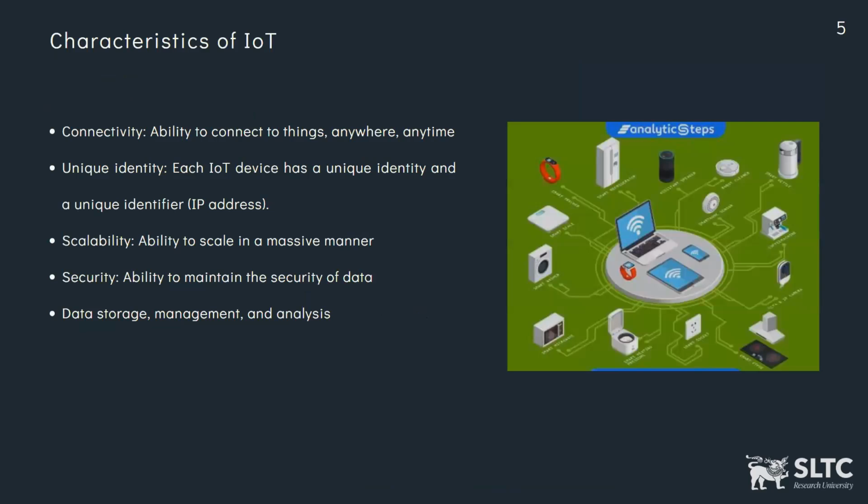So I said before, the characteristics of IoT will be that the IoT system will have connectivity. The devices will have a unique identity. So there will be a unique ID that we allocate for each device. There will be a unique IP address, for example. And then we have the ability to scale the IoT network and connect massive amounts of data. And also we need to consider the security of IoT, and we need to consider the data storage, management and analysis of the collected data in the IoT systems.